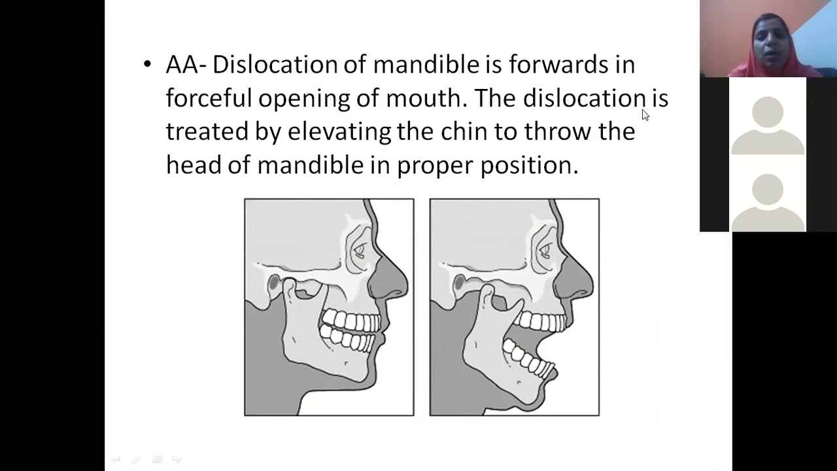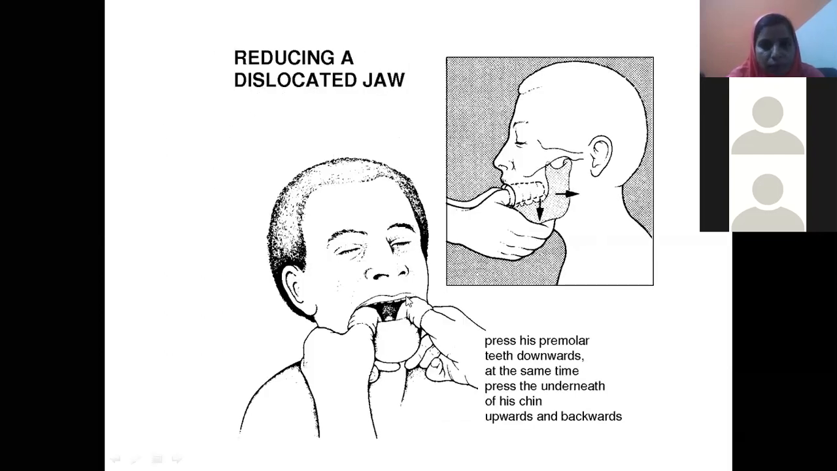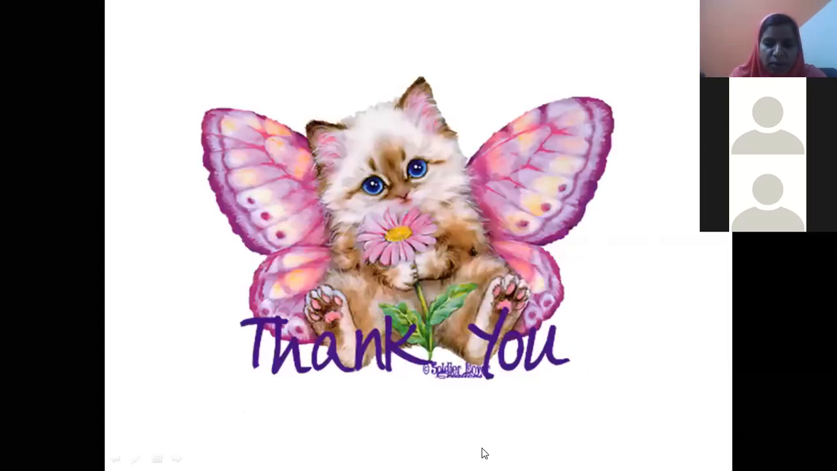With forceful opening of the mouth, the dislocation is treated by elevating the chin and trying to throw the head of the mandible back in the proper way. Elevate it and try to push it behind and see that it is fixed in the mandibular fossa. Press the premolar teeth downwards, at the same time press the underneath of the chin upwards and backwards. With practice you will get better at this. So that is replacing. Hope you understood better.